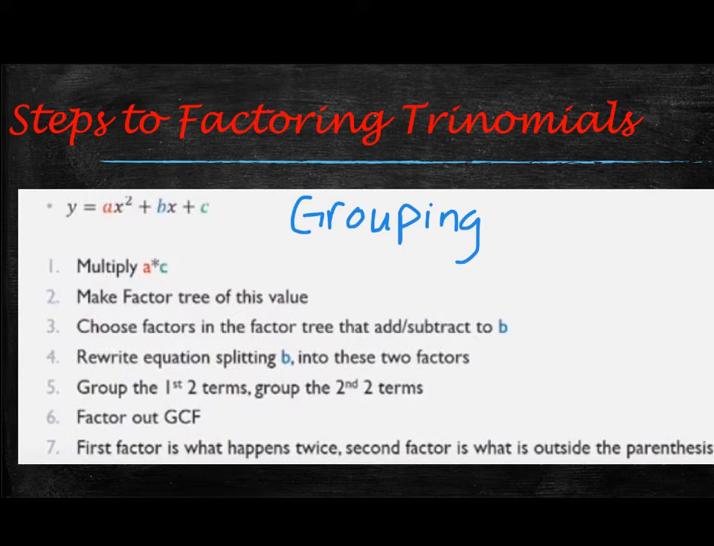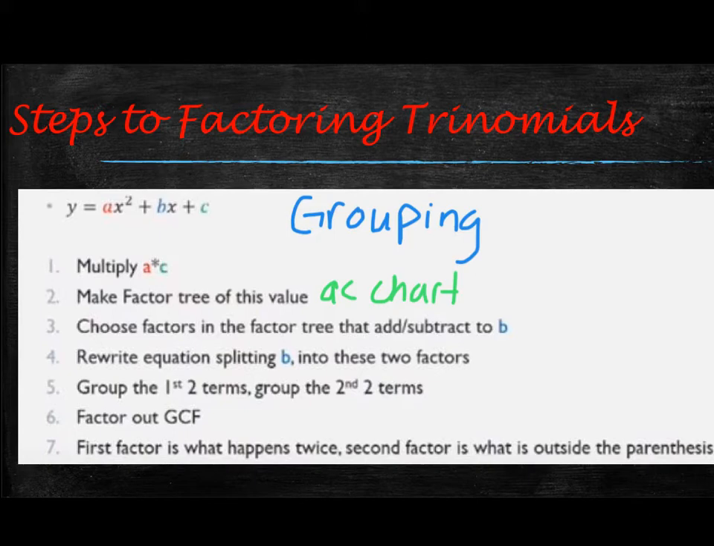Then we're going to make a factor tree of this value. A lot of the times I will call that an AC chart or an AC table, and I'll demonstrate that when we look at an example. From this AC chart, you're going to choose factors that add or subtract to your B coefficient. The B is the coefficient of x. Then you're going to rewrite the equation, splitting the B into these two factors that you just found.